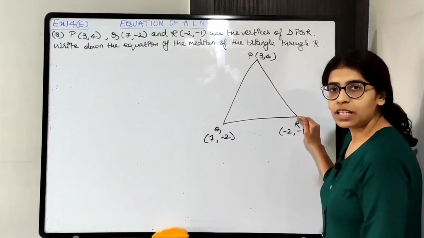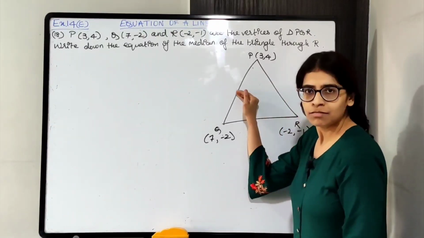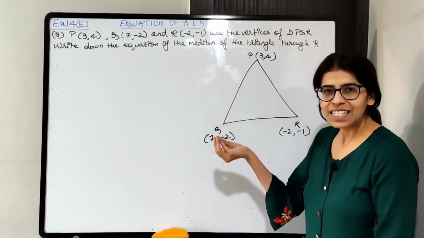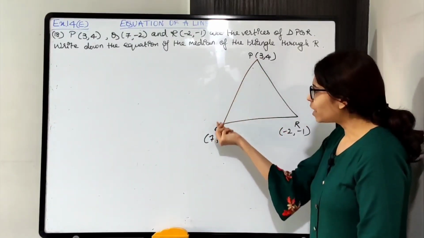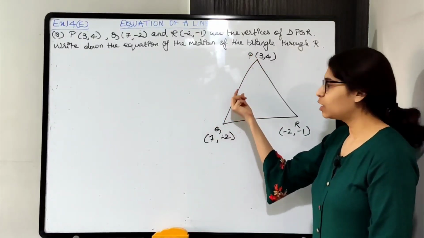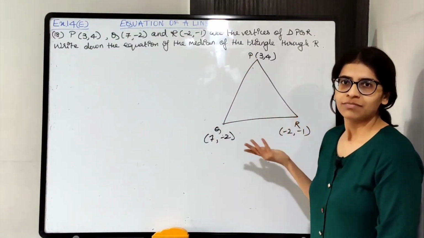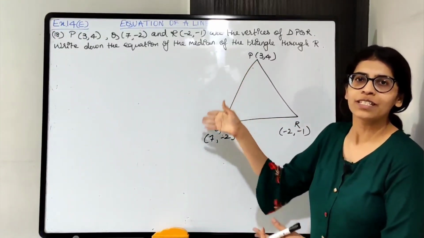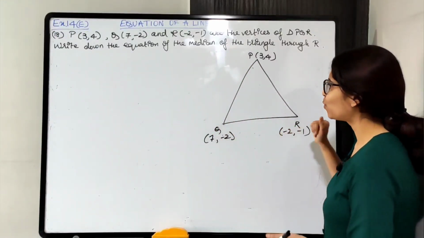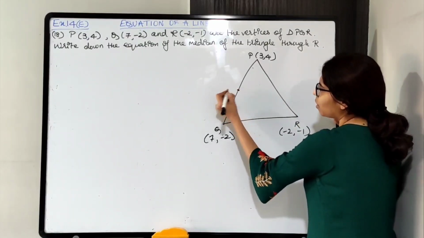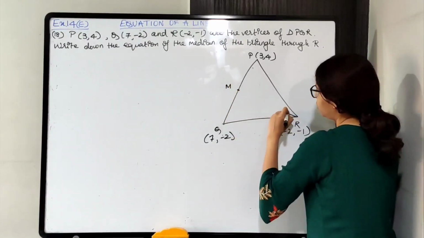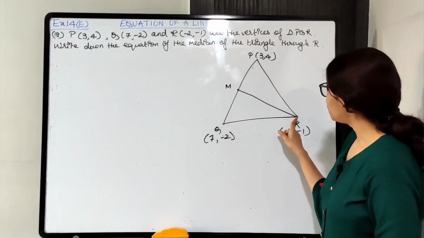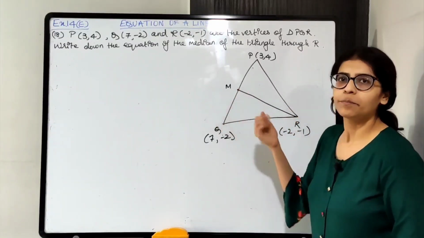From R, we are drawing a median. Now, a median will be joined to the opposite side. So, basically, we have to join the midpoint of PQ with R. Median means it is bisecting the opposite side into two equal parts. So we are joining the midpoint of PQ with R. Okay. So we have to find the equation of RM.